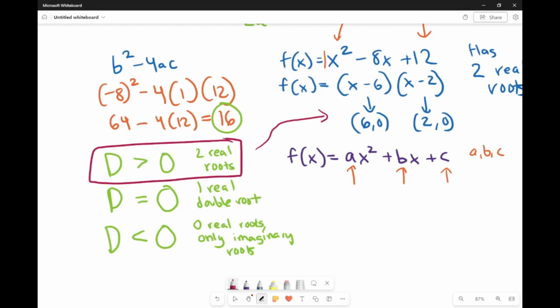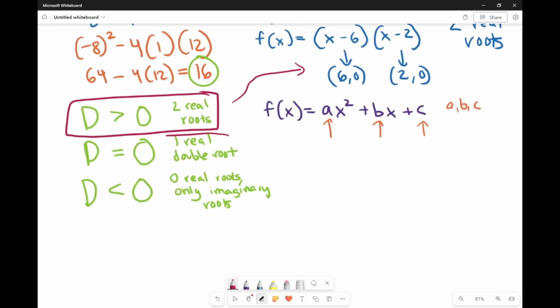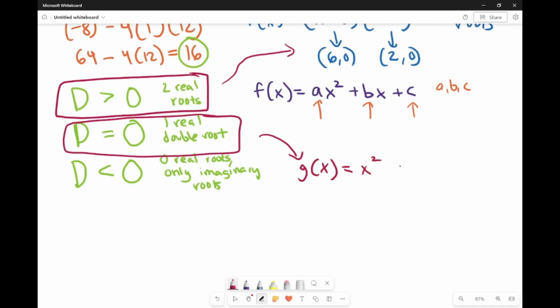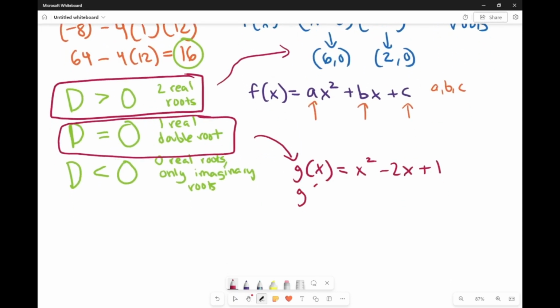Now, what if we had d equal to 0? We're going to do a problem just like that right now. So let's call it a different function. Let's say g of x is equal to x squared minus 2x plus 1. Fair, right? And once again, if we factor it out just like we did up here, we can factor this out to x minus 1 times x minus 1.